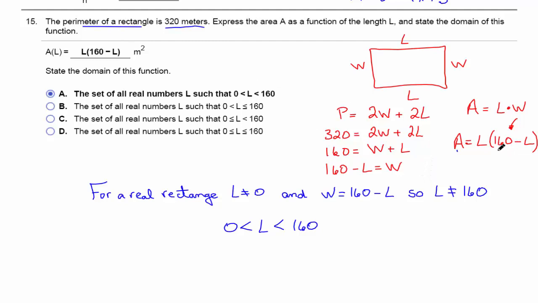Now, what's the domain of this? Well, don't be petrified. First off, it's a real rectangle. The length can't be 0. That makes sense. And we've got the width is 160 minus L. So my width can't be 0. So L can't be 160 either. So my length L is stuck in between 0 and 160.